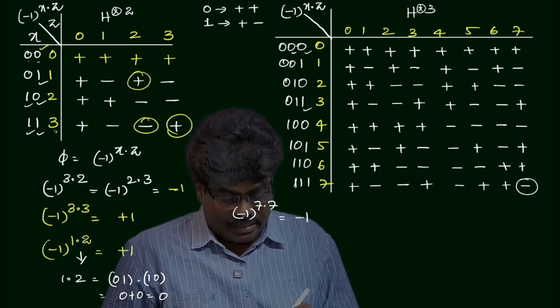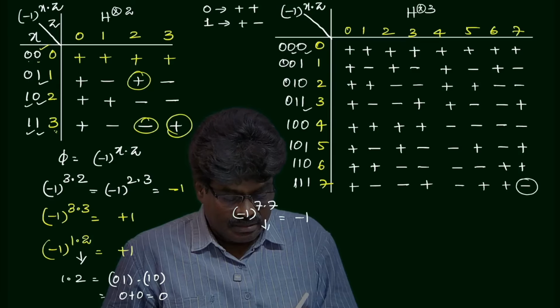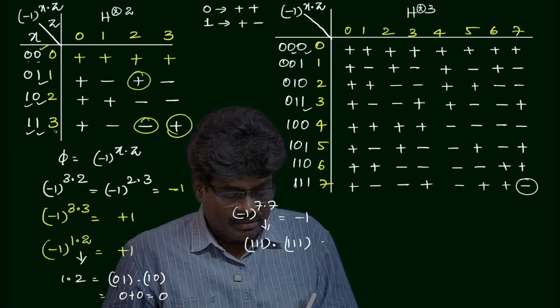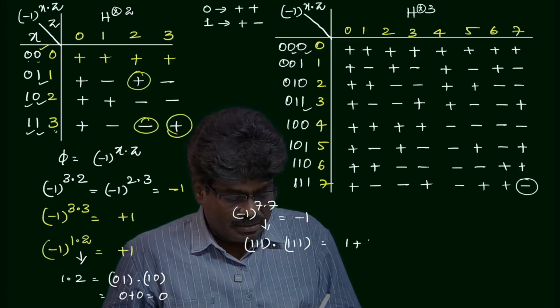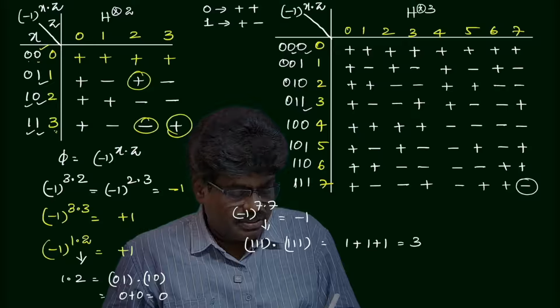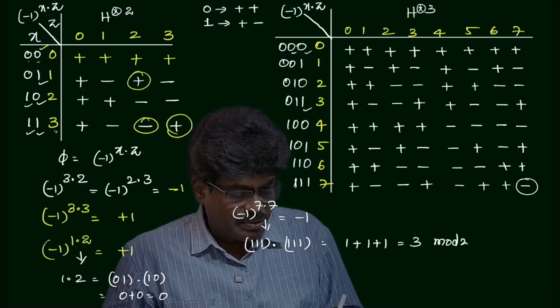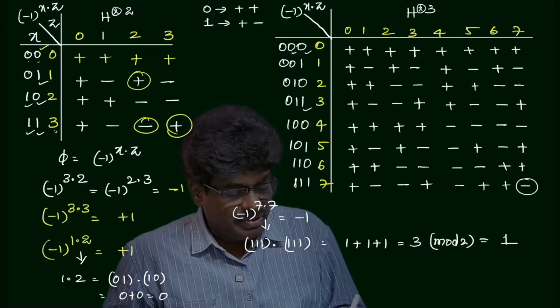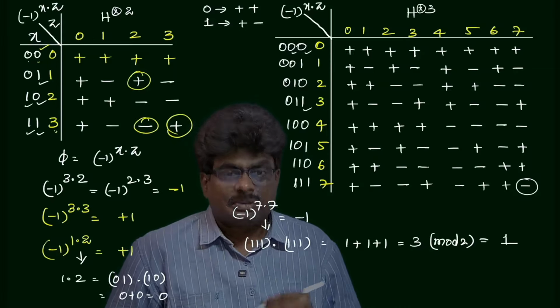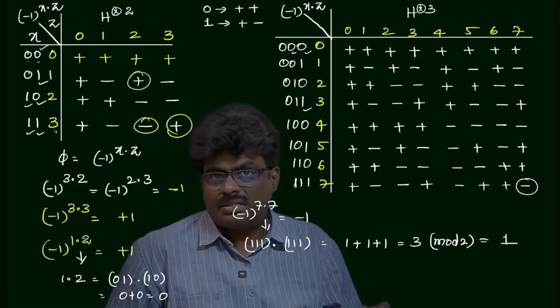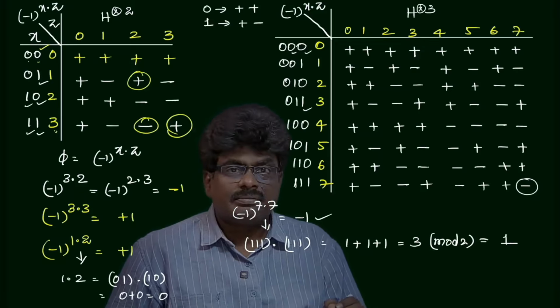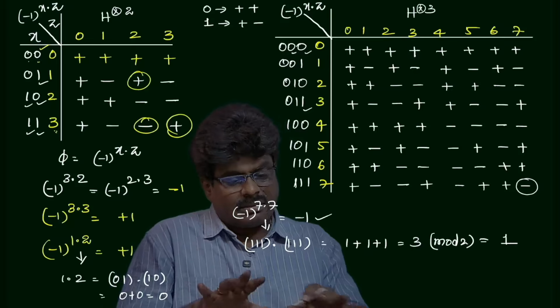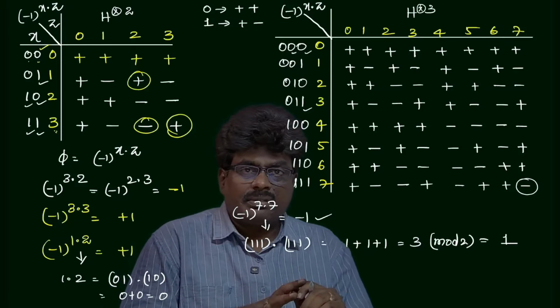If you want to check with the original binary dot product, 111 dot 111, this is nothing but 1 plus 1 plus 1, which is a 3, and if you take modulo 2 operation, this will be 1. So then minus 1 whole power 1 is nothing but a minus 1. Okay, so like this you can get the phase whatever you want.